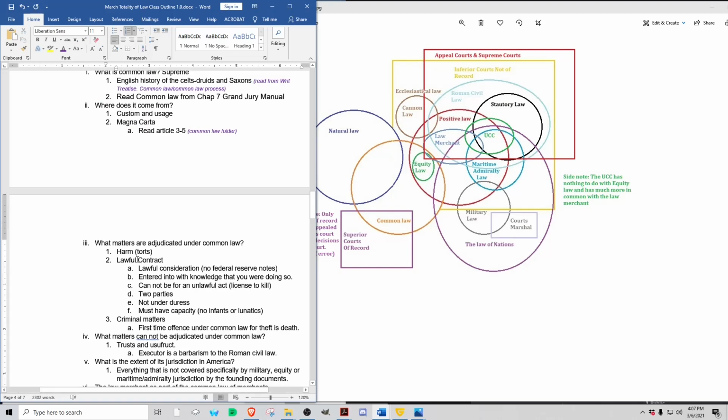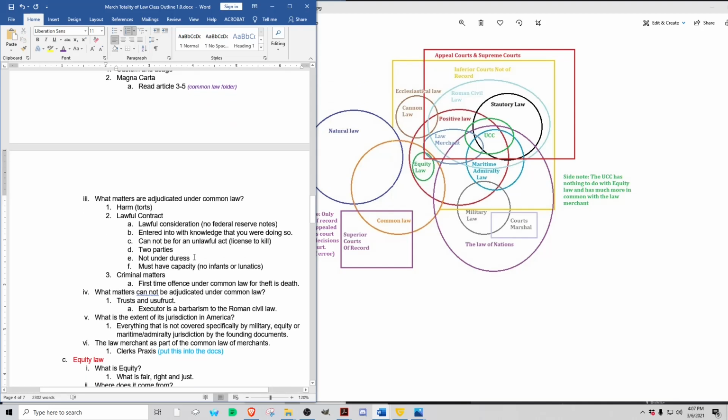Torts. Lawful contracts. So what's a lawful contract? You've got to have lawful consideration. No worthless Khazarian mob garbage notes. Entered into with knowledge that you knew what you were doing. So meaning you can't have one-party contracts. And you also can't say, well, we signed that for you. Another aspect of signing things for you.